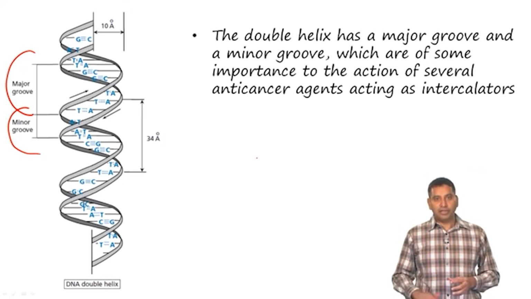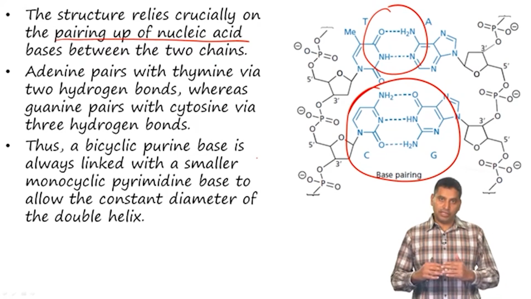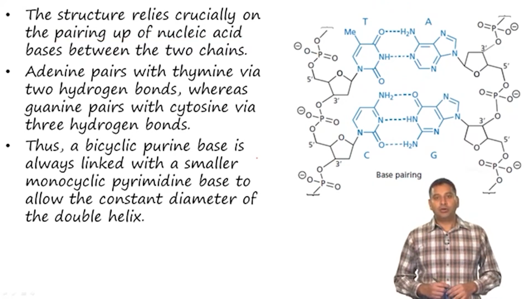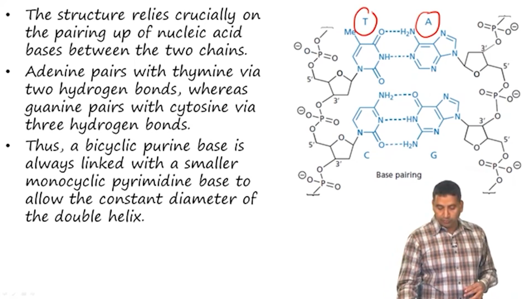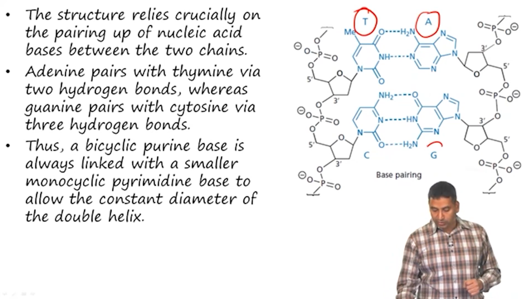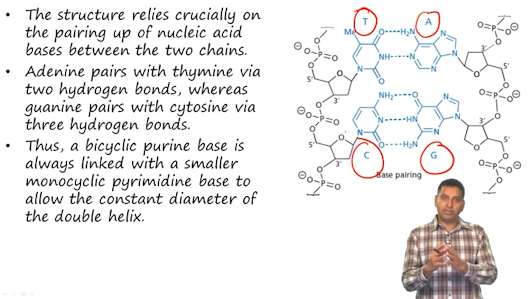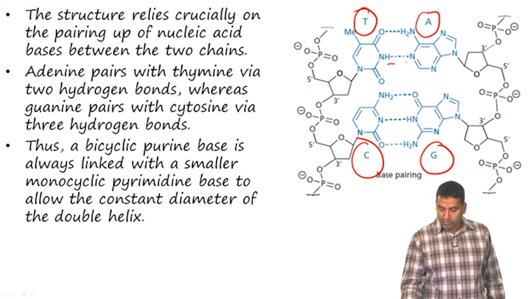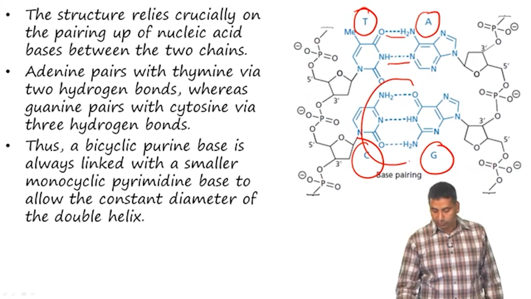Also, the interaction in DNA is through hydrogen bonds. The most important characteristic of DNA is that there is pairing of nucleic acid bases. What has been observed is that adenine always base pairs with thymine, and guanine always base pairs with cytosine. The nature of interaction between these two is through hydrogen bonding. Between adenine and thymine there are 2 hydrogen bonds, whereas between cytosine and guanine there are 3 hydrogen bonds.